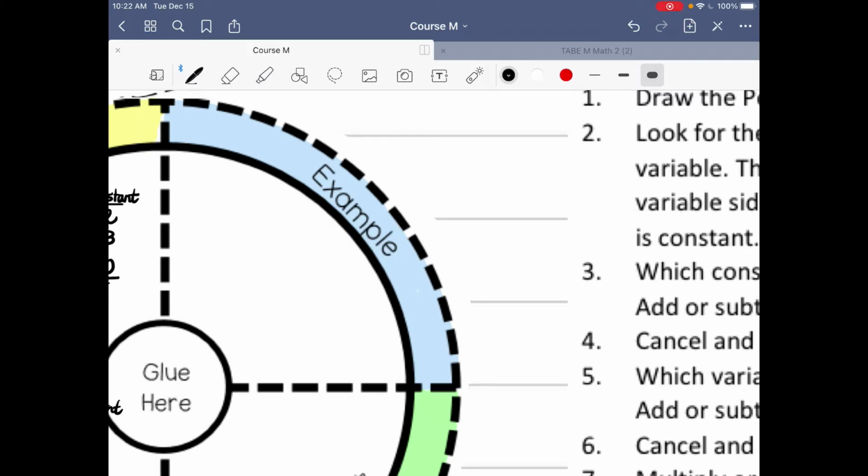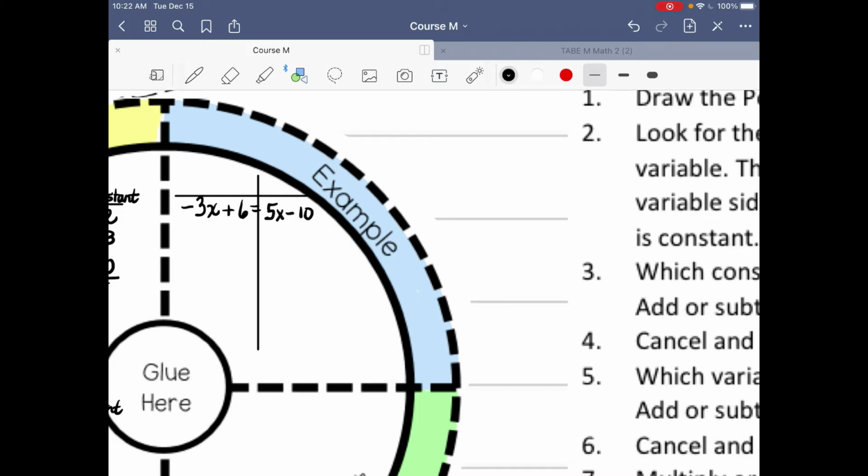So the example that I'm doing is negative 3x plus 6 equals 5x minus 10. So you probably already see the issue. But let's go ahead and draw the power T, just like we always have.